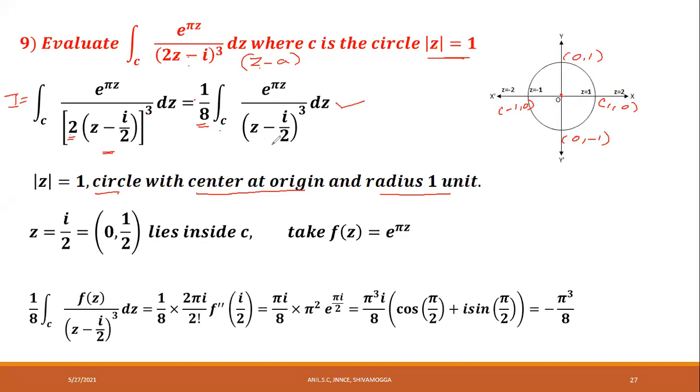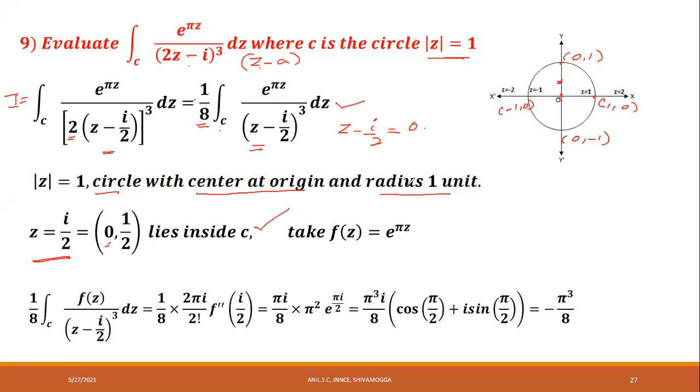And this is not analytic when the denominator is equal to 0, that is z minus i by 2 equals 0. That means z equals i by 2, with real part 0 and imaginary part 1 by 2. Therefore, locate the point (0, 1 by 2). It is 0 units along the x-axis and half unit along the y-axis. This is 1 unit from 0 to 1, so 1 by 2 will be somewhere here. Clearly, it lies inside C.